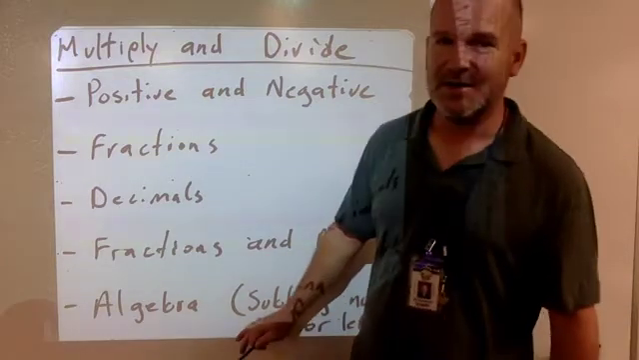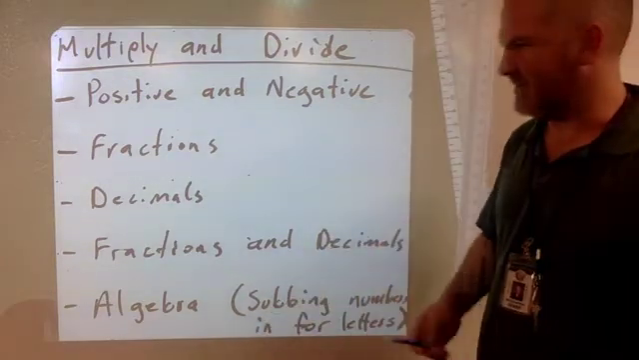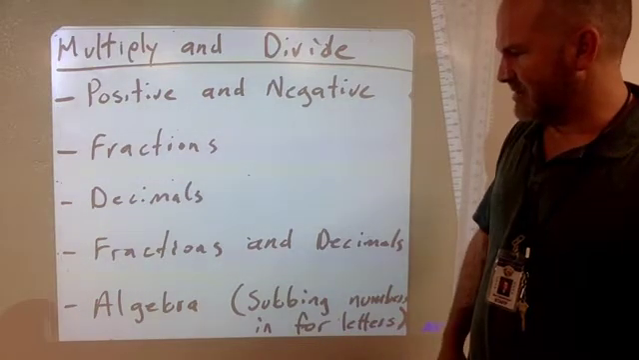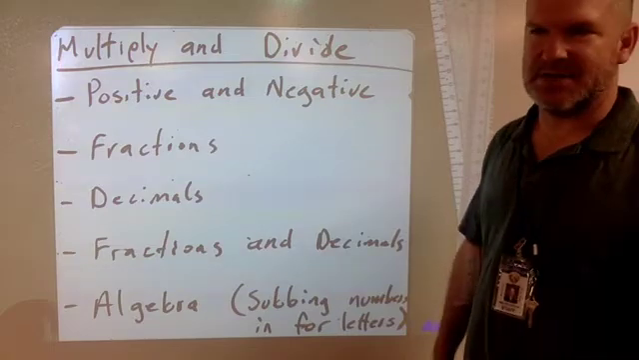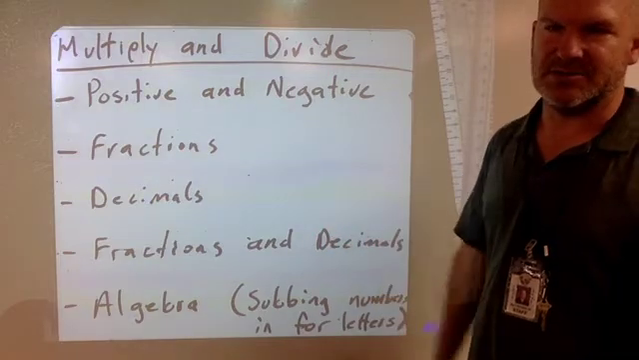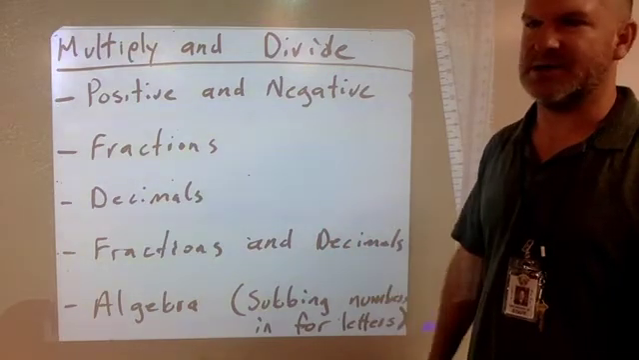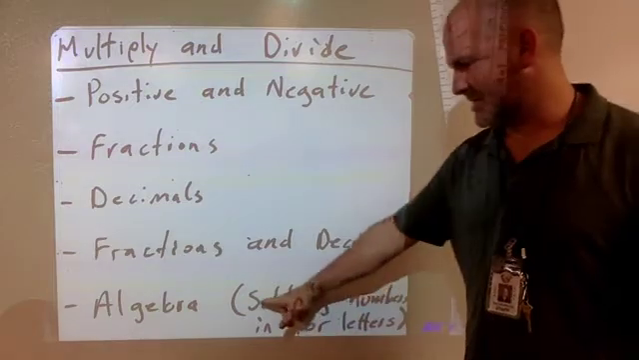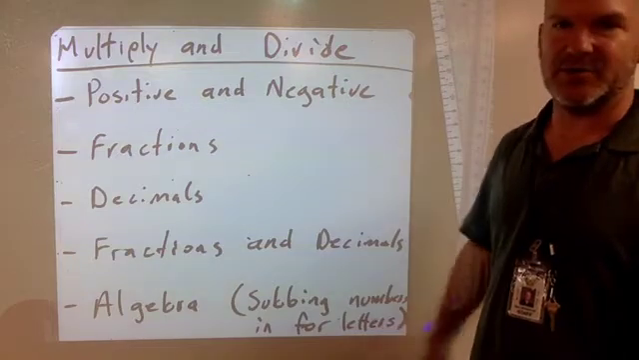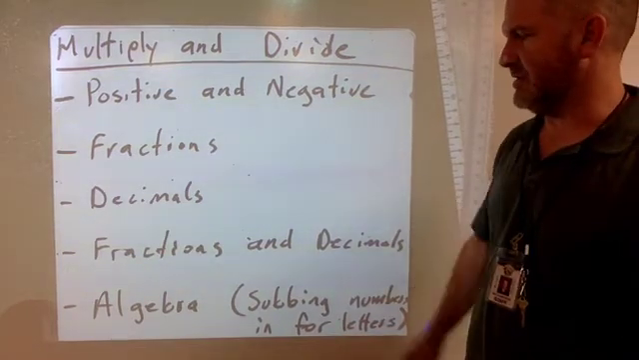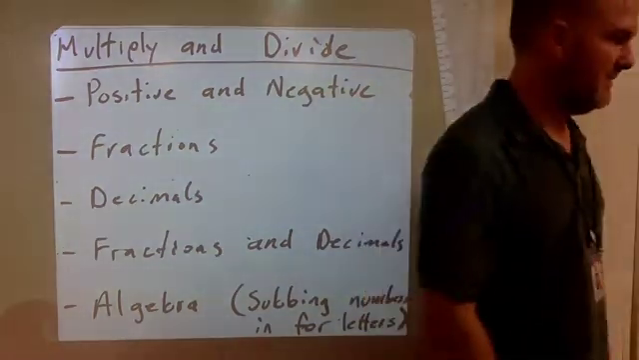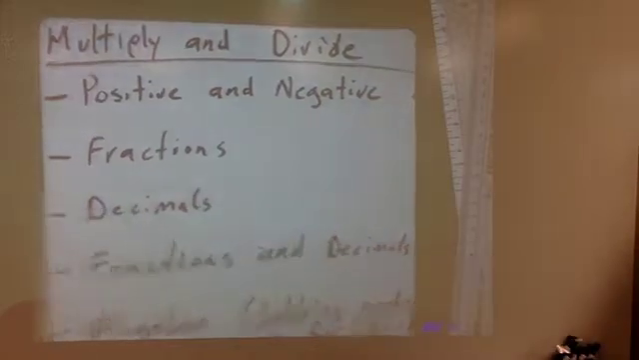And then finally, we get into a little bit of algebra. Maybe your first look at algebra, I'm not sure. Definitely the first time in this class. And it'll say like x times y, and it'll tell you what x is, and it'll tell you what y is, and then you got to substitute those numbers in for x and y, and then do the multiplication. So that's what it says here in the parentheses, is subbing numbers in for letters, and the letters are the variables, they're called. So that's what we're going to be studying before we take the next test. And we're going to start today with positive and negative numbers.